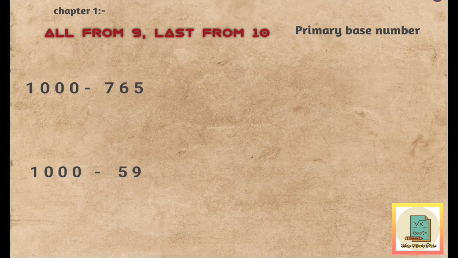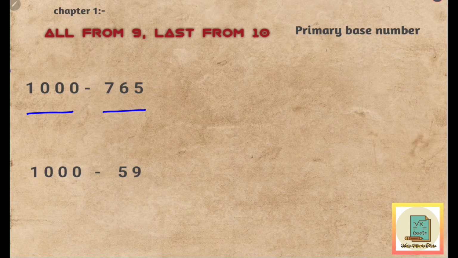Today we're going to start with the first chapter, which is all from 9, last from 10. So this is a subtraction method, which is a primary base number method. Now, in this method, we subtract the number from the primary base number. So, the trick here is that in the first number, that is a primary base number, the number of zeros should be equivalent to the number of digits.